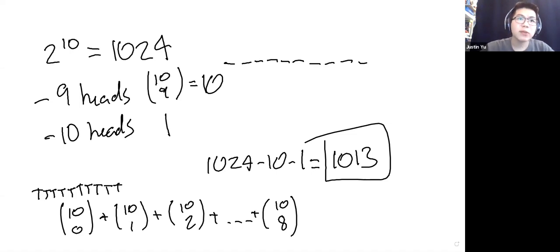But yeah, this is the principle of complementary counting. And we are about to see a slightly harder application. And let me share the correct thing.